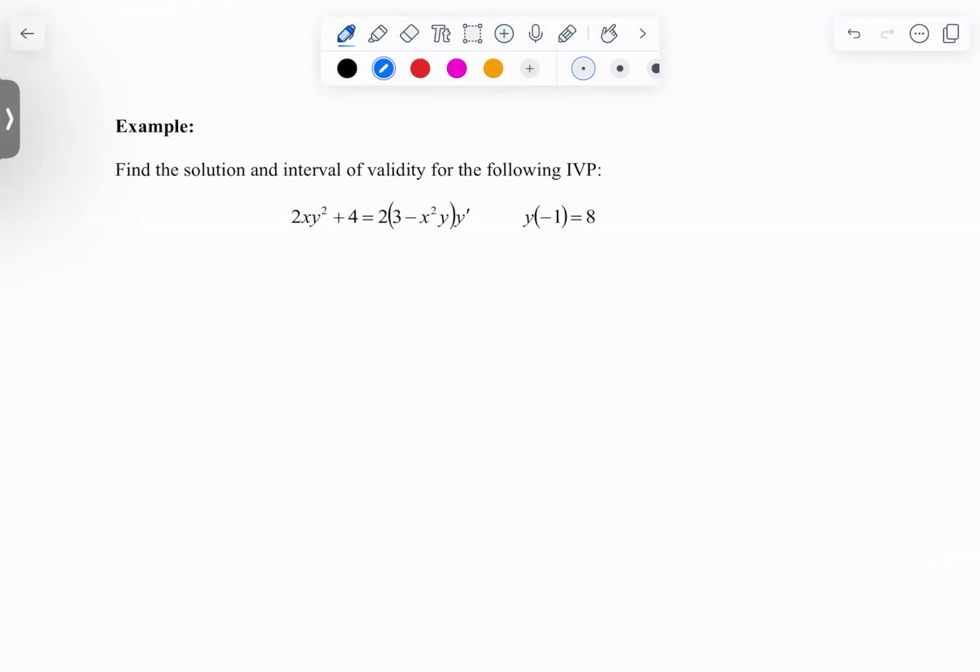All right, let's do another one of those. And this time, I also want to find the interval of validity at the end. So solve the following IVP. All right, form is everything. So what's going on here?